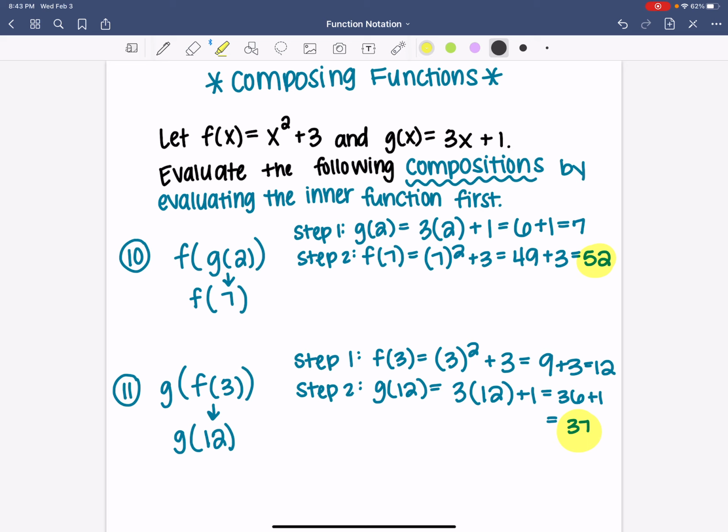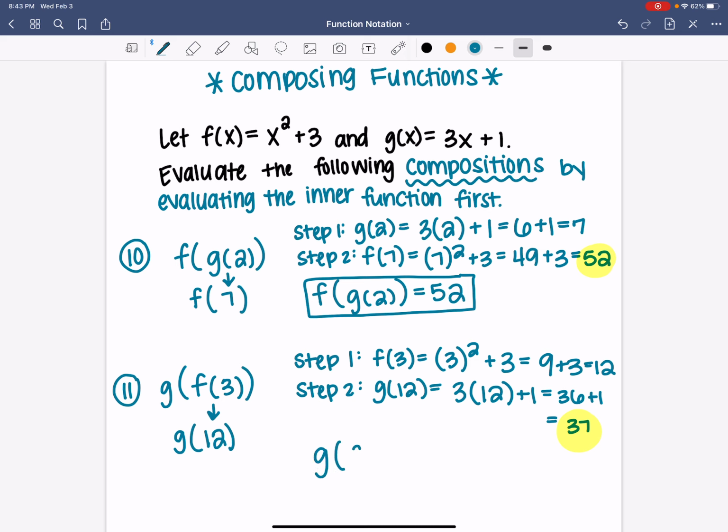All right, now just to show you one more time a way that you might see your final answers written: remember we started with, in example 10, f of g of 2. So f of g of 2, we found our final answer as 52. I just wanted to rewrite that for you so that when you see it written like this, you aren't confused by that. The same goes for example 11. g of f of 3 was equal to 37.